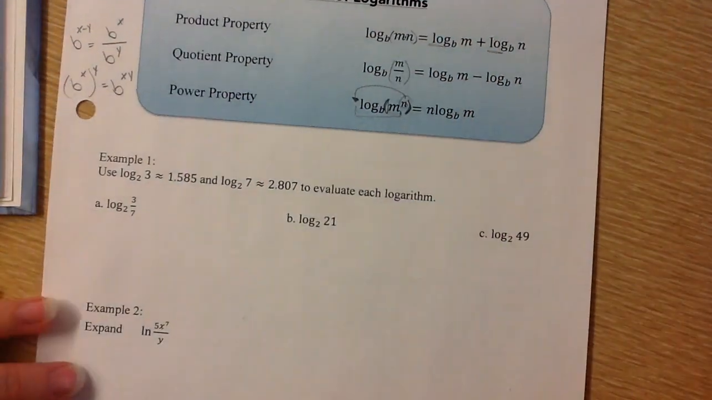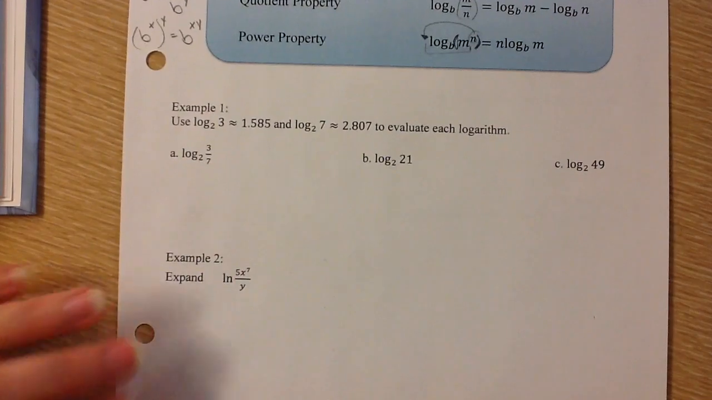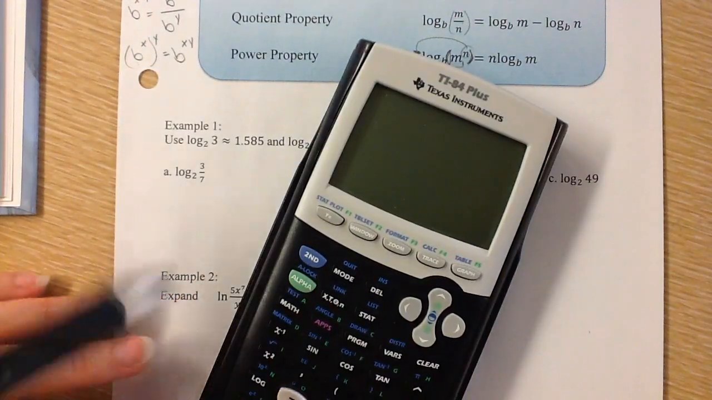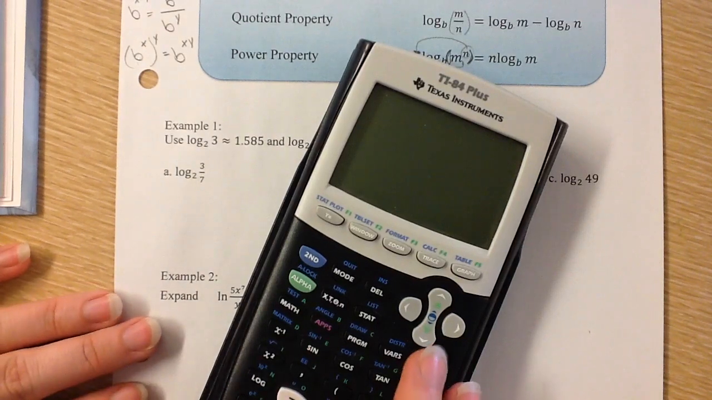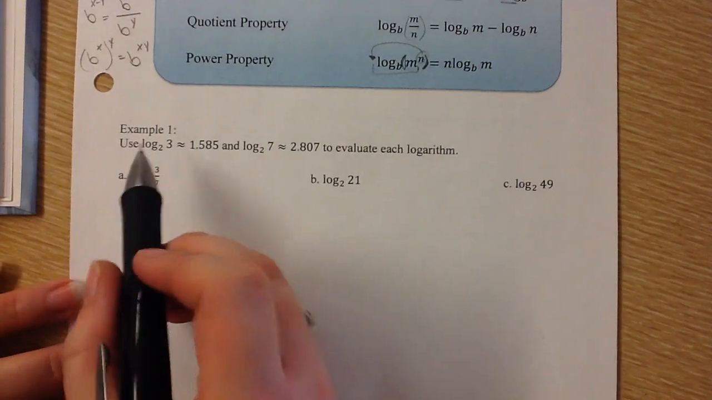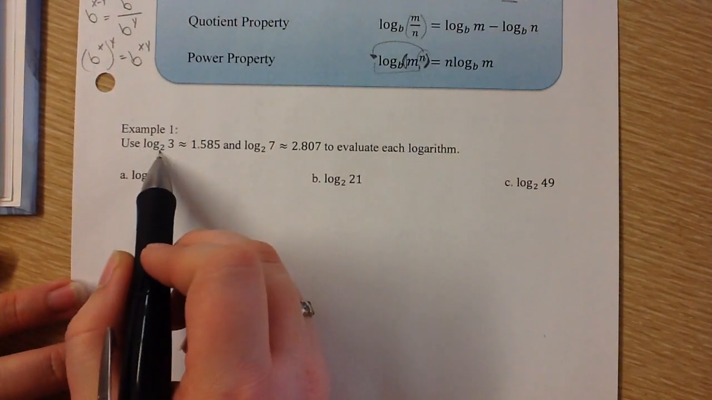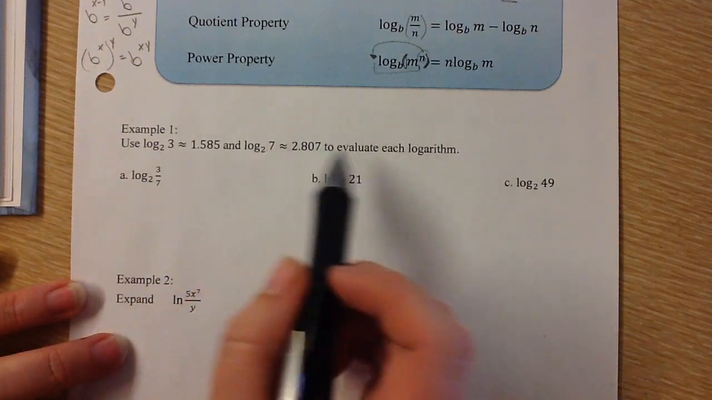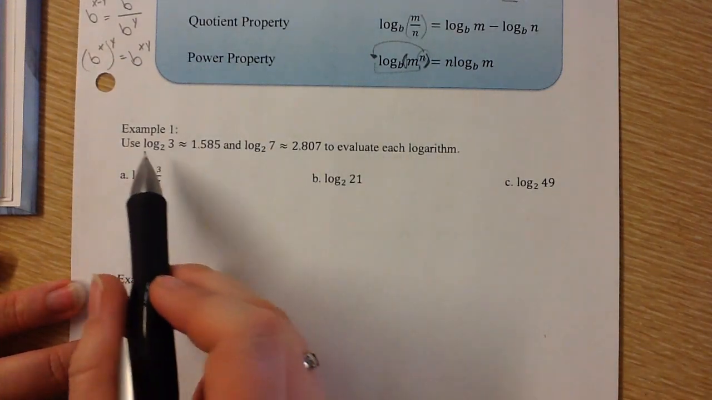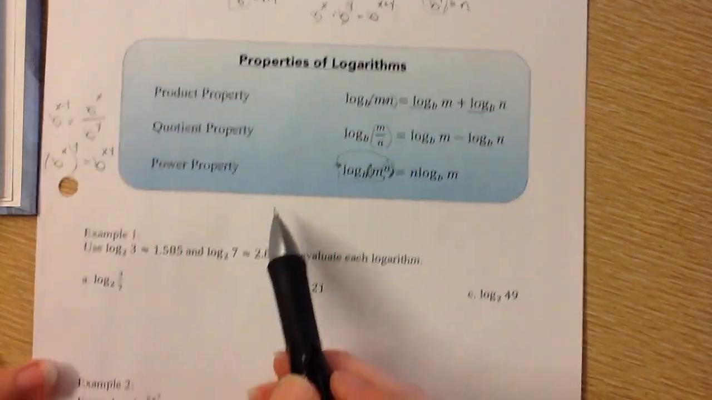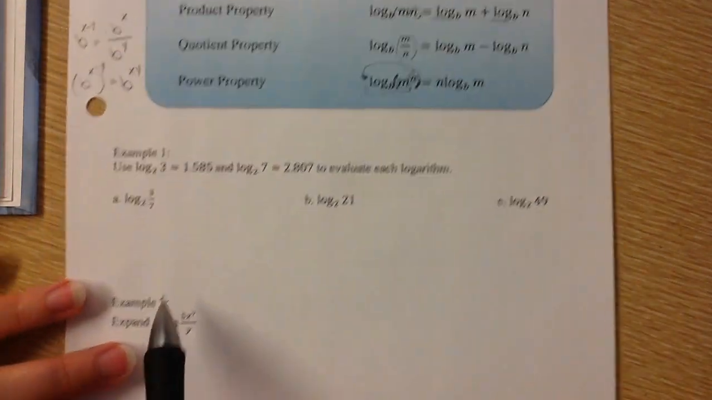One way in which this was used a long time ago, back before they had calculators, if they wanted to figure out logs of weird numbers, they had a table of logs. They had a table that said log base 2, and it told you what log base 2 of 3 was, log base 2 of 4 was, log base 2 of 5 was, and so forth. From that table, you would use these properties to approximate all the other logs. So that's what we're going to do here.